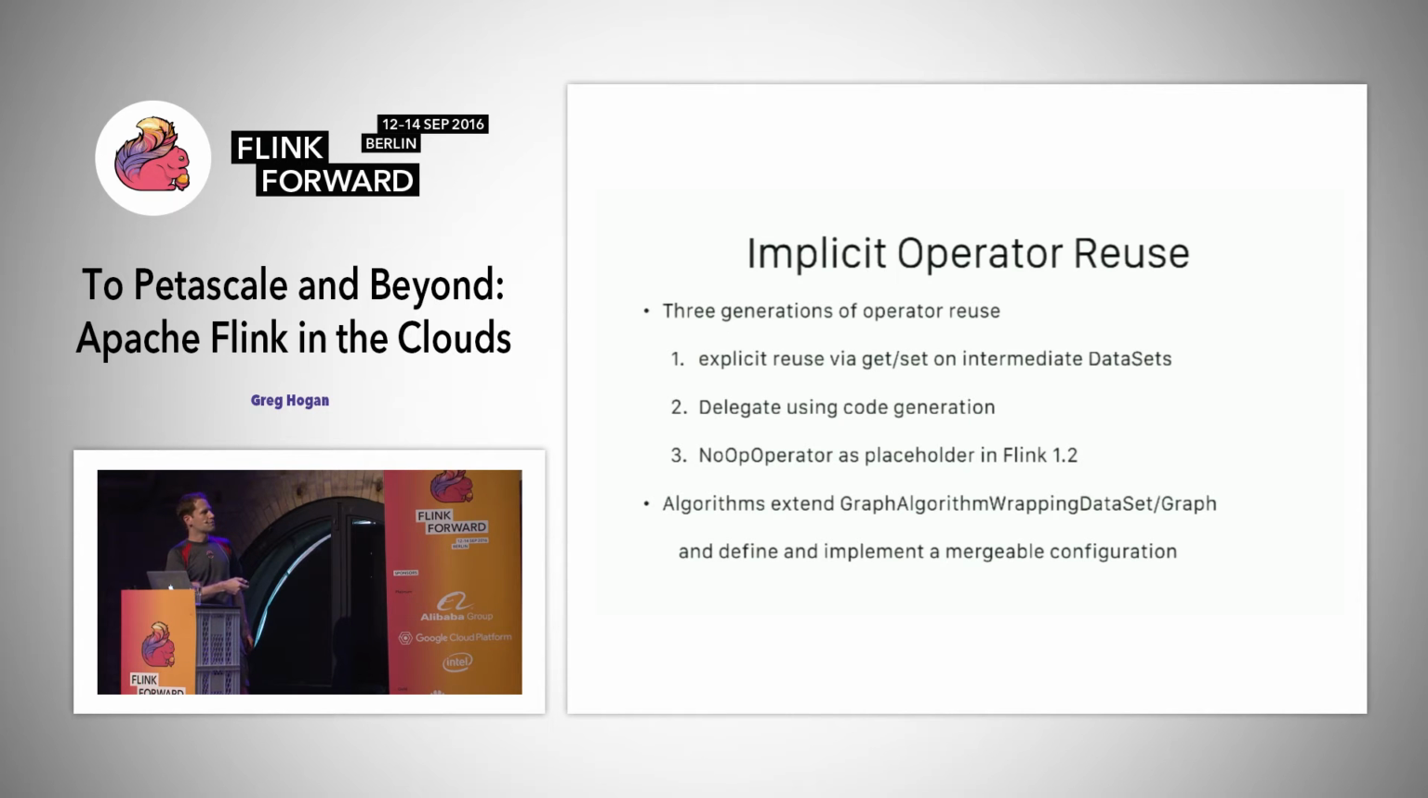So how does this work? What we do is we have a graph algorithm wrapping data set. So if you return a data set, you extend this class. If you're returning a graph, you extend a slightly different class. And we define a mergeable configuration. We can't do it automatically because the user's operator could flip a coin, right? We can't know what's going on inside the operator. Even if it's configured the same way, we can't know that it's going to act the same. So we have to allow the user to choose whether 2 operators can be reused. And that's how we do that.